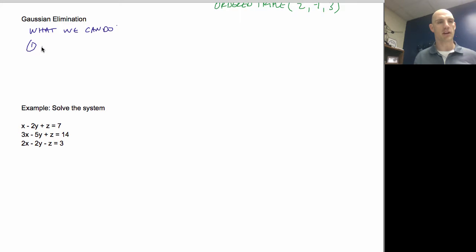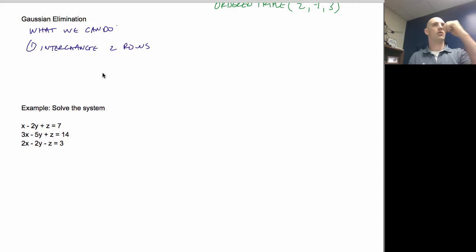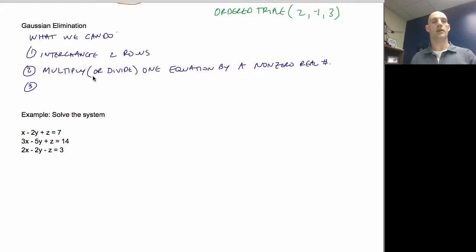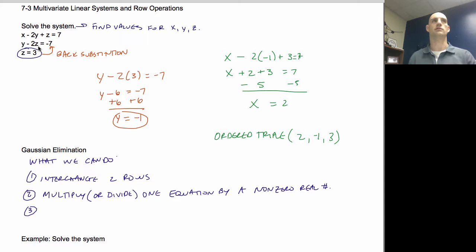The first thing we can do is interchange two rows. So I could switch them around to get one on the very bottom that's going to be more like z equals 3, like we had in the first example. Number two, we can multiply or divide one equation by a non-zero number. And that could be useful. Like let's say we had 2z equals 6 here. We could divide it by 2 and we'd have z equals 3.